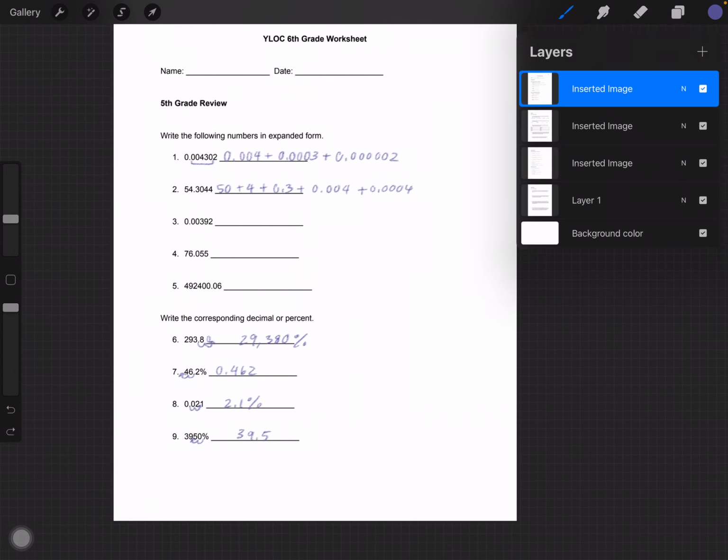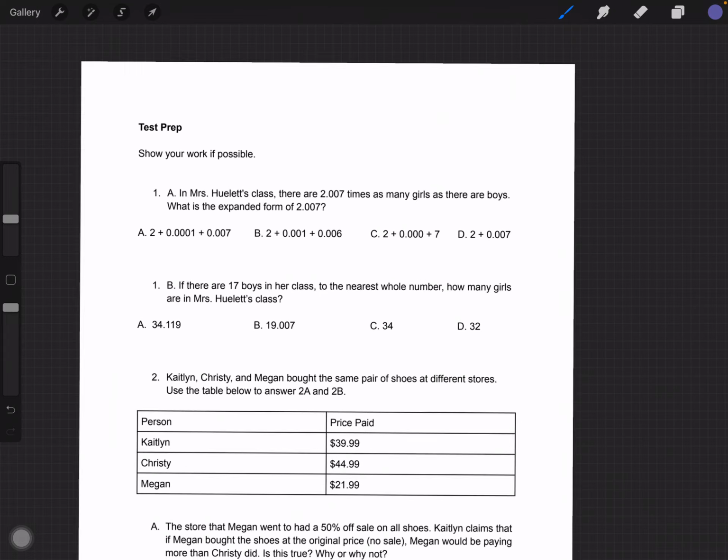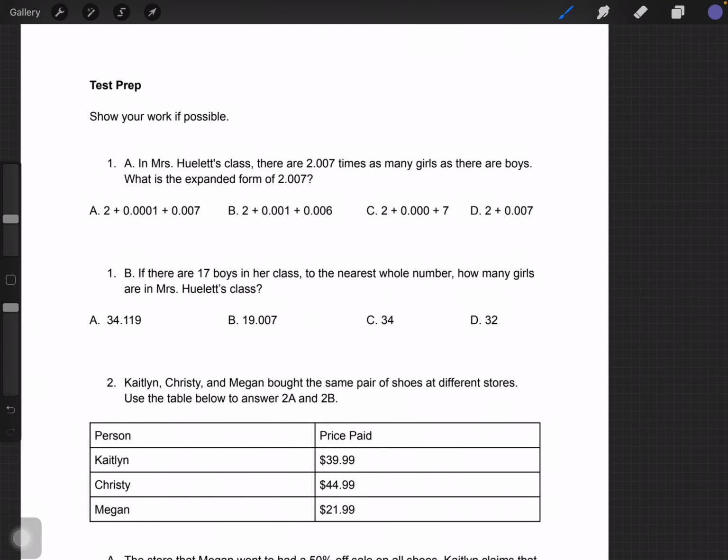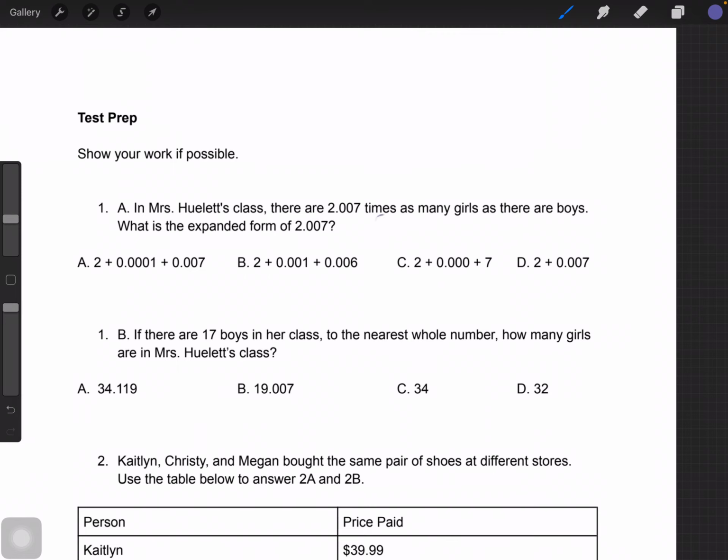Now, moving on to the next page, this is saying test prep. So A, in Miss Hewlett's class, there are 2.00 times as many girls as there are boys. What's the expanded form of 2.007? So notice that this information doesn't give us anything because the question is asking us what's the expanded form of 2.007. That's all we need to know.